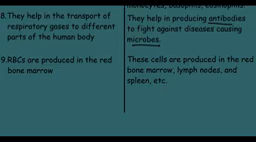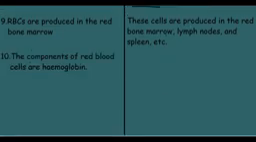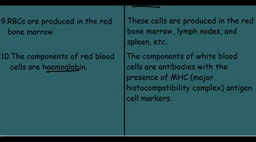and spleen, etc. The 10th point says that the component of red blood cells is hemoglobin, and the components of white blood cells are antibodies with the presence of MHC, which is major histocompatibility complex antigen cell markers. Now let's move on to the 11th point.